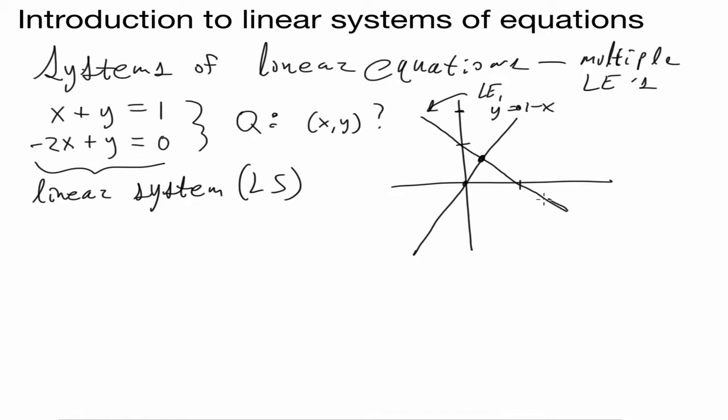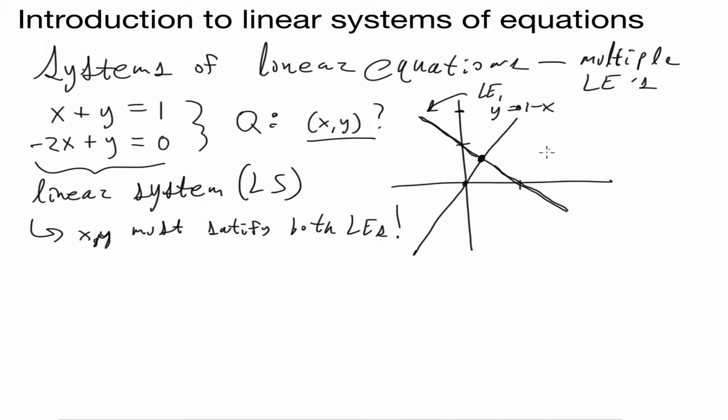So before, with the first linear equation, there were infinitely many solutions that were on this line. But now we're asking this additional question, that the x comma y combinations have to satisfy both equations. So x and y must satisfy both LEs. Okay, we see that there's one crossing point, and that is the single solution. So let's see if we can find it. Should be easy enough to find.